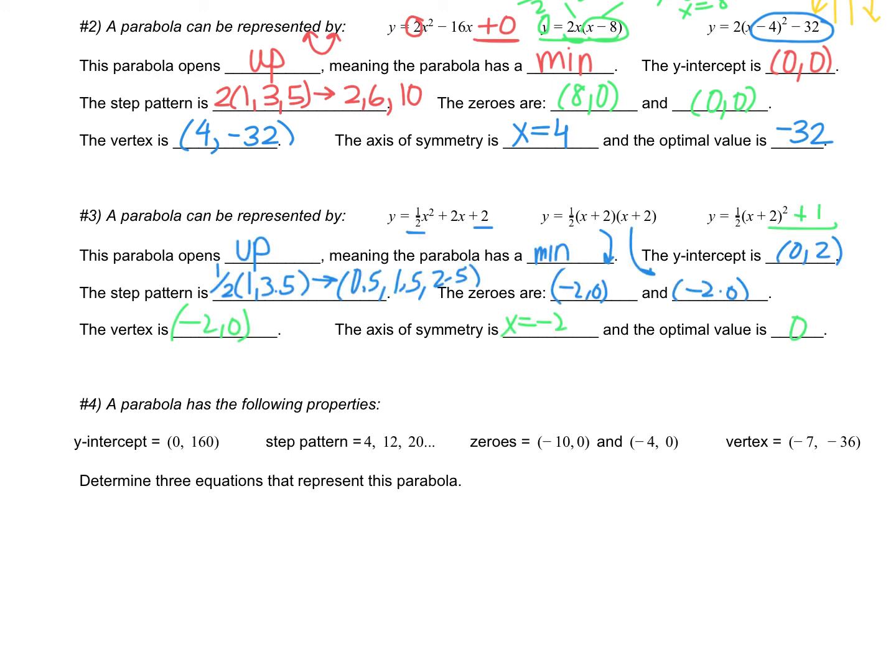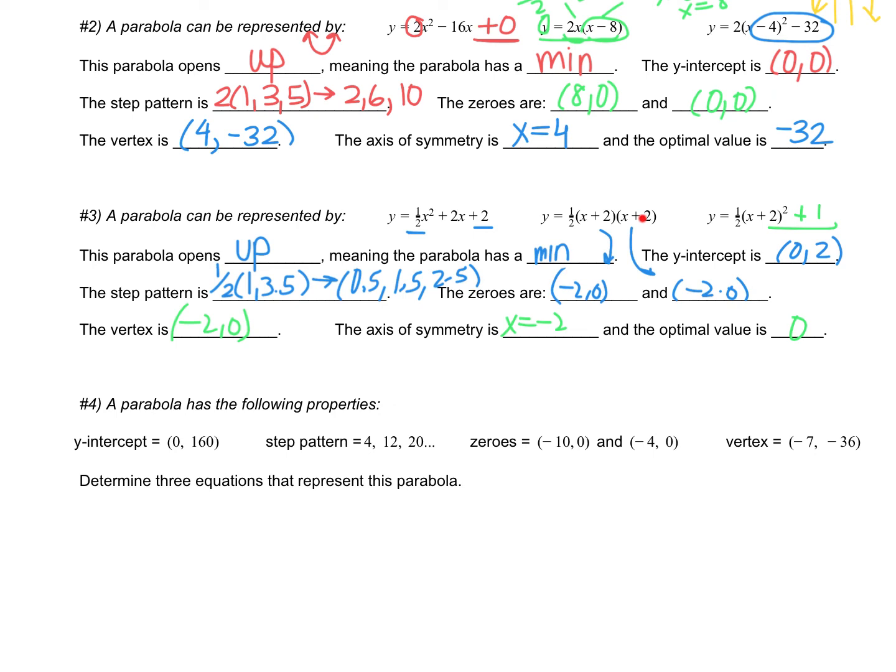Alright, so for the third one, our parabola should open up because the a value is positive, and because it's opening up, that means there's a minimum. The y-intercept is the constant, which is 0, 2 from standard form only. The step pattern, we're going to take that 1/2 and multiply it into 1, 3, 5. So you get 0.5, 1.5, and 2.5.